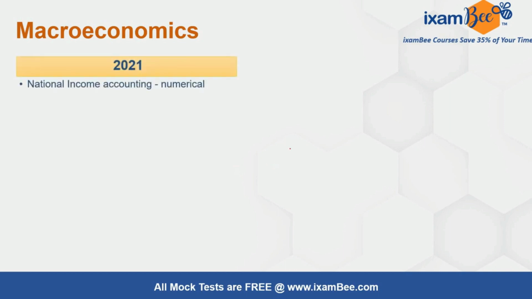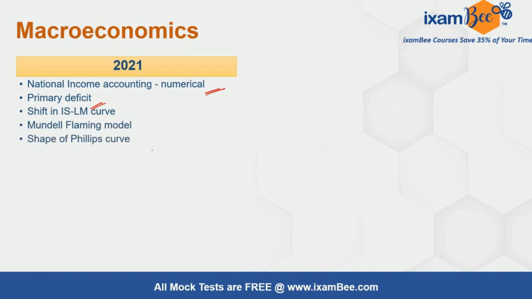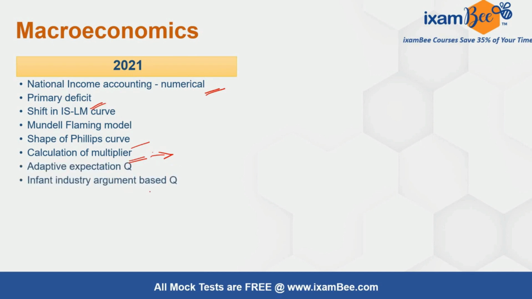However, the other common topics asked in 2021 related to national income accounting. Again, there was a numerical on this. There was some calculation for primary deficit, both a conceptual question and a simple numerical. Then conceptual questions related to shift in the ISLM curve, a Mundell-Fleming model related question, and a question related to the shape of the Phillips curve. There was a numerical for the calculation of the multiplier, again a recurring and important topic. There was a conceptual question related to adaptive expectation, and an infant industry argument based question.